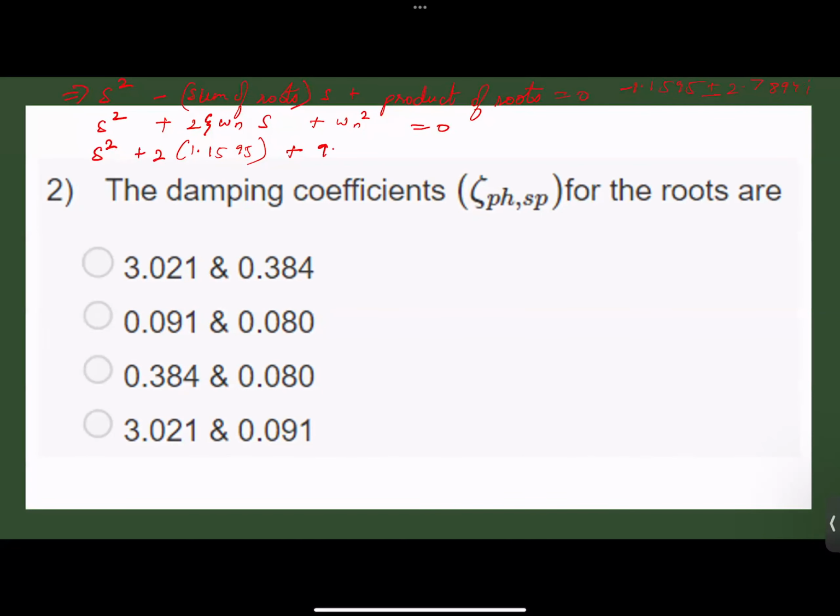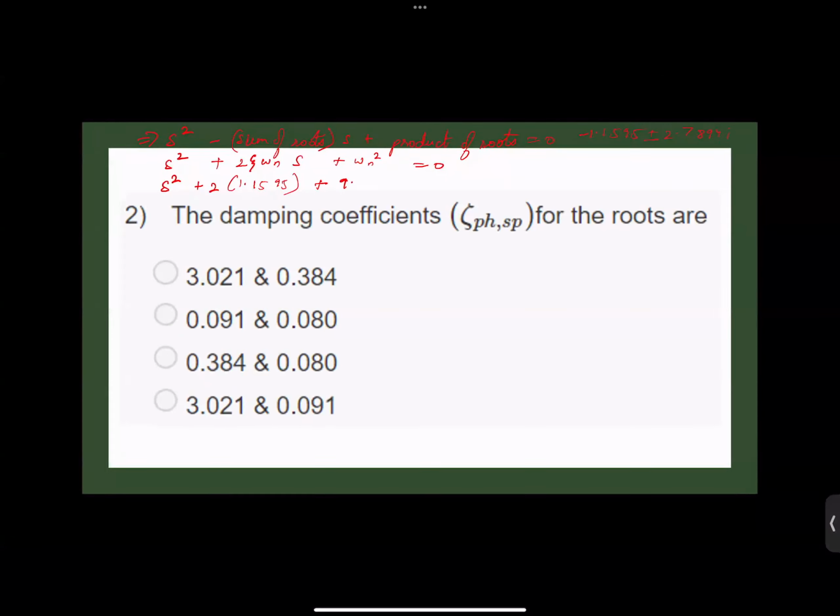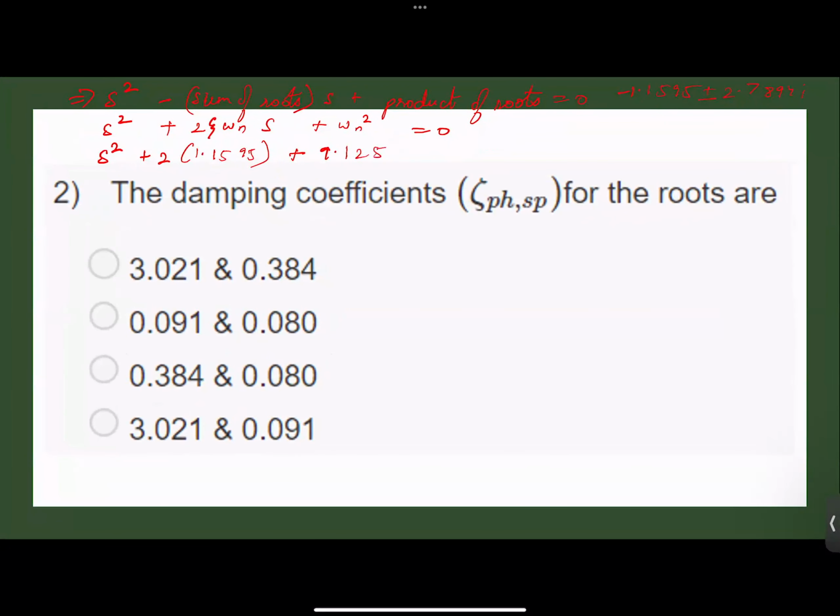So I'm getting 9.125 equals 0. Now compare it to the typical second order equation. What do you get? You get omega n square is 9.125, which gives you omega n as the square root of that, 3.02. Then you have 2 eta omega n, which is 2 into 1.1595.